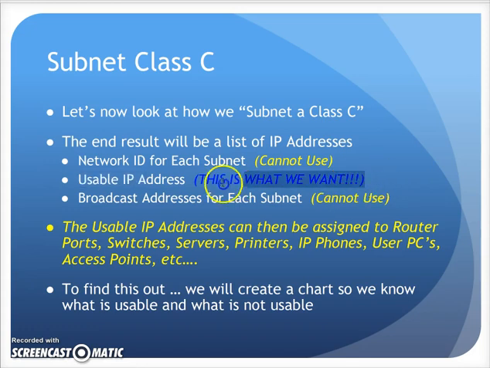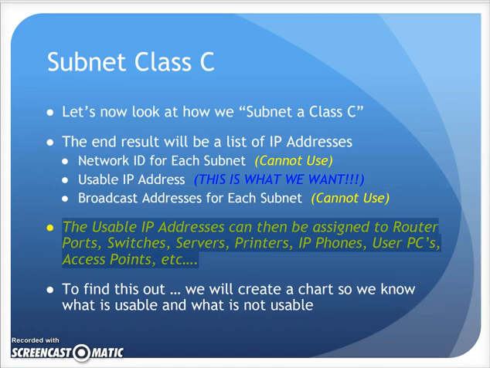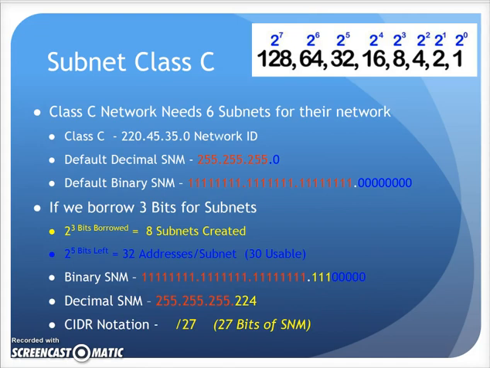We need those in some sort of chart or format so that we know those are the addresses we can use, and we need to have the network numbers and the broadcast addresses sorted out so we know not to use them. So we really need a table of the usable IP addresses. We're going to do this in chart form. It's the easiest way I know to do this so that we know which one's network, which one's broadcast, which one's usable. So let's take a Class C network and dig in.